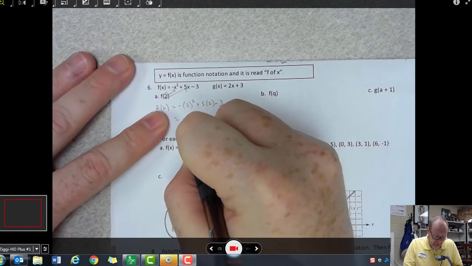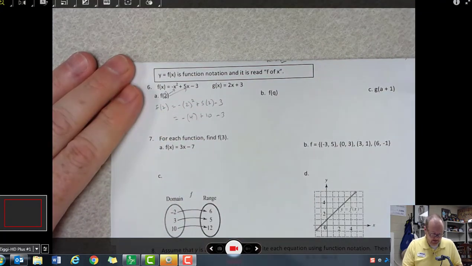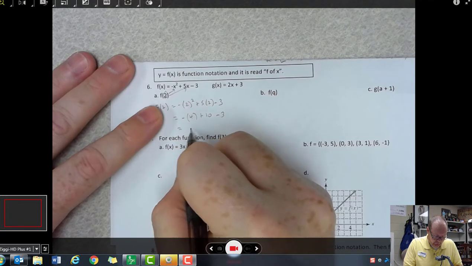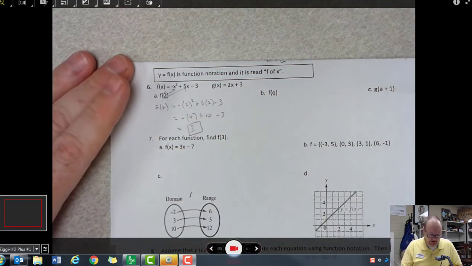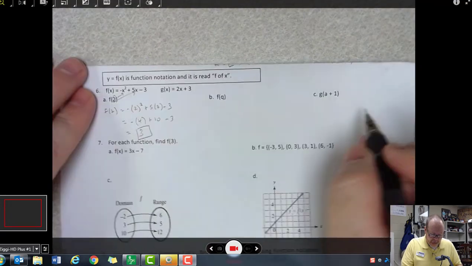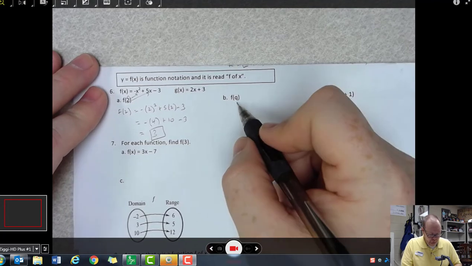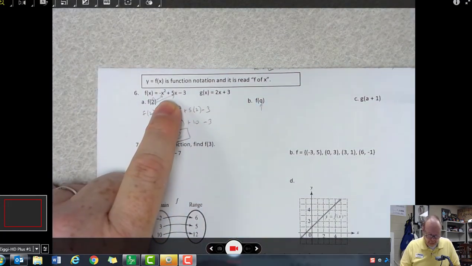That becomes a negative 4 plus 10 minus 3. Negative 4 plus 10 is 6, minus 3 is 3 for that answer. Okay, plugging in is all that is. This is the same sort of problem. We're going to do some more of these, but f of q, well, it doesn't matter what's in there, but whatever it is goes in place of x.